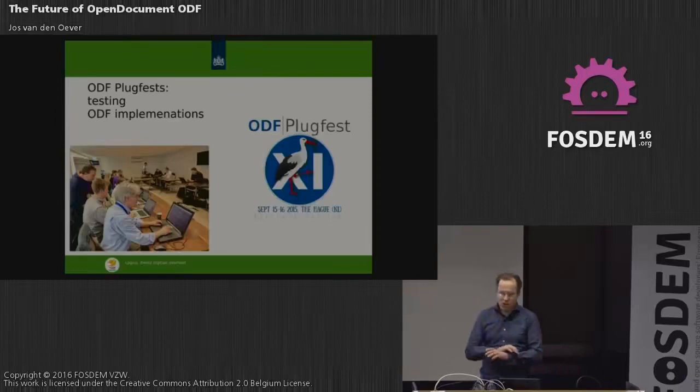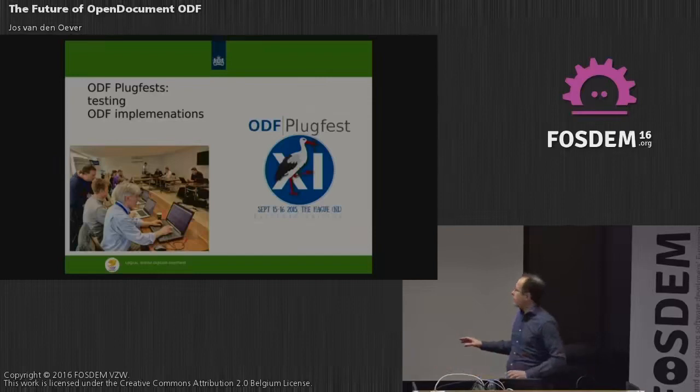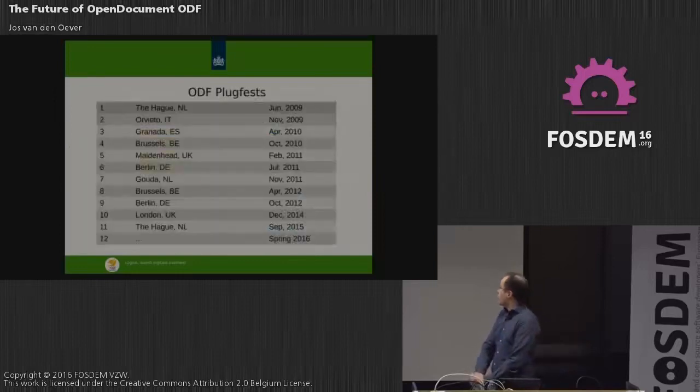We need gentle editors, but we also need testing. So what we have done in the last 6 years or so is to have plugfests. A plugfest is where implementers of ODF software come together, sit in a room and test all their implementations to see if they work in the same way. We had the 11th plugfest in The Hague last September, so we already had 11 of them, which is a lot. You can see we tour all of Europe. We haven't toured out of Europe yet, but that might be in the pipeline. Maybe we'll go to Taiwan in the future. That would be nice.